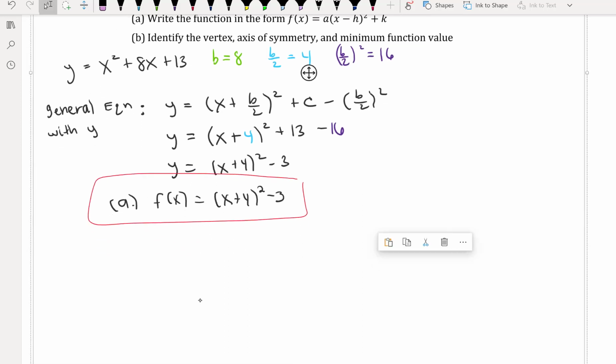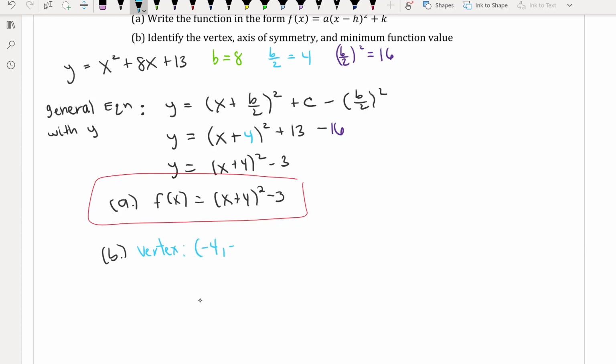So for part B, it's specifically asking me to find the vertex. So I can go ahead and do that. And I'm going to have a -4 and a -3. So that's my h and my k value. I do that just by looking at the equation above. Then I have my axis of symmetry. That's going to be x equal to whatever that h value is. That's going to be a -4.